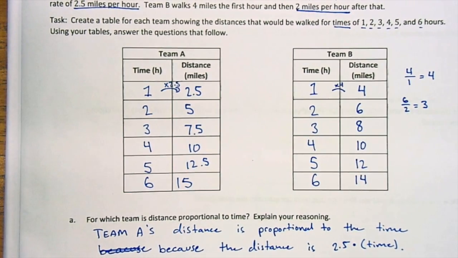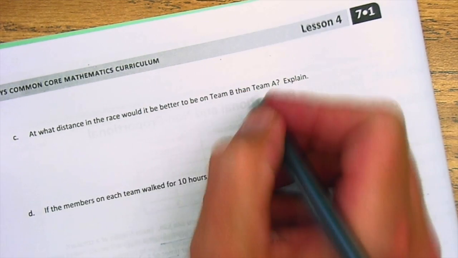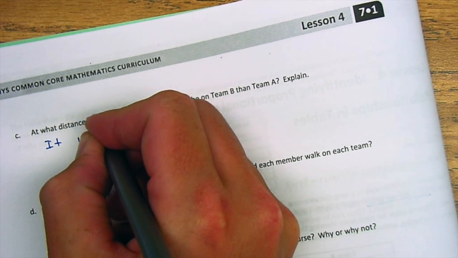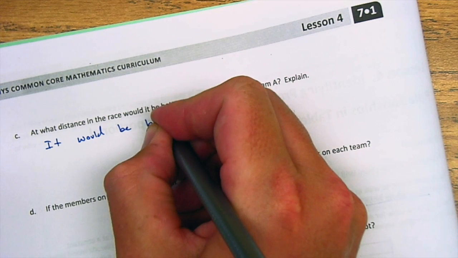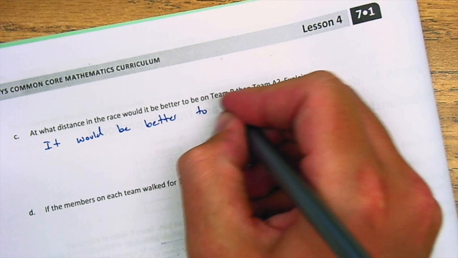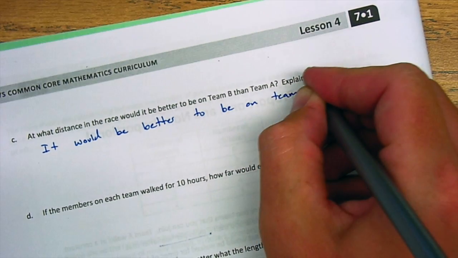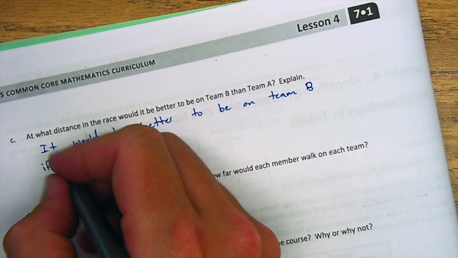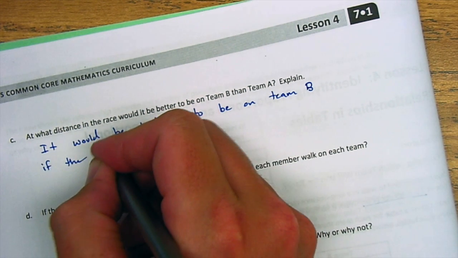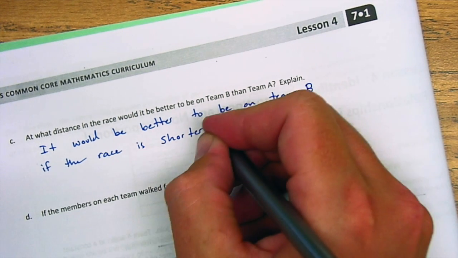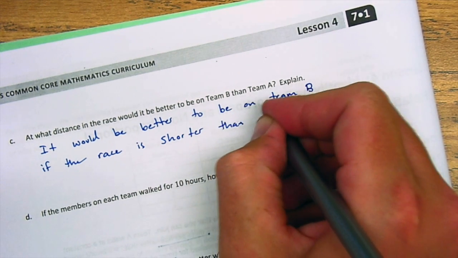So which one would it be better to be on, Team B or Team A? Well, it would be better to be on Team B if the race is shorter than 10 miles.